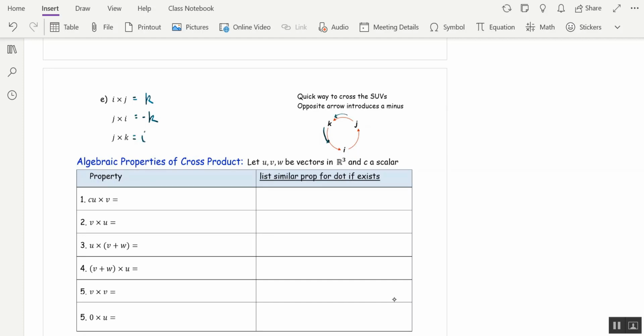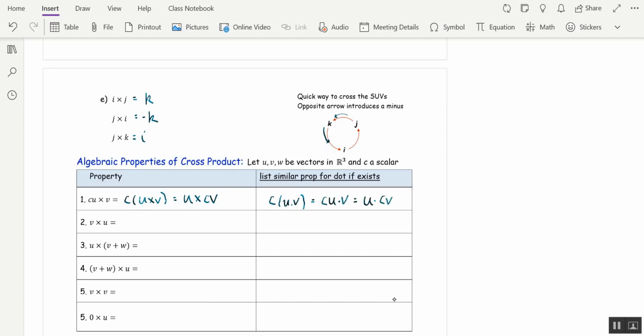Okay, properties of cross. C is a scalar, and U, V, and W are vectors in R3. C(U cross V) is the same as (CU) cross V, which is the same as U cross (CV). So the C can go with the U, the V, or outside. Is there a similar property for dot? You should pause the video and try and fill in the similar properties of dot. Yes, there is. (CU) dot V is C(U dot V) or U dot (CV).